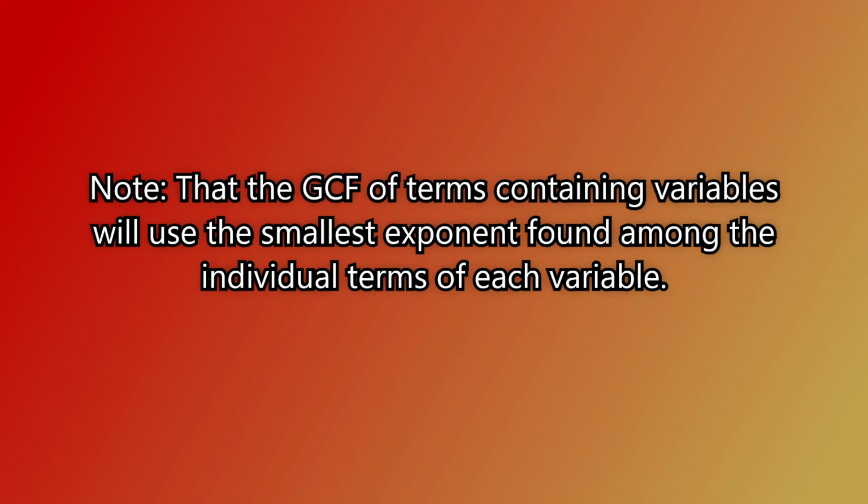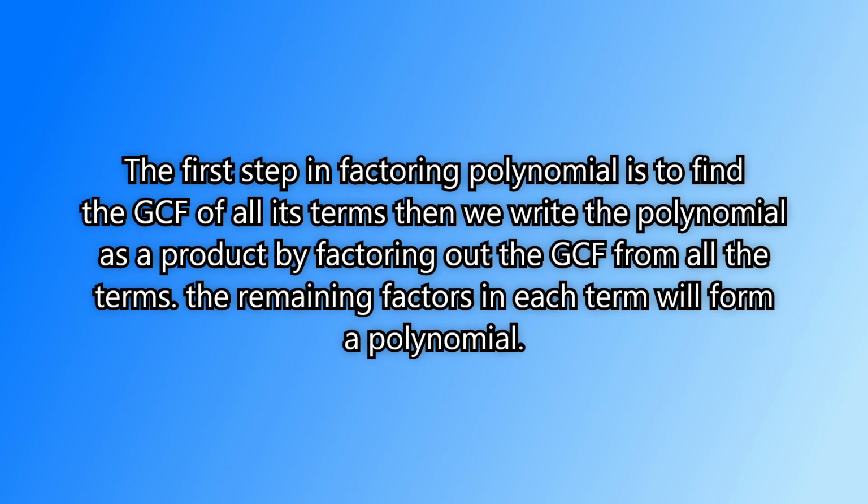Note that the GCF of terms containing variables will use the smallest exponent found among the individual terms of each variable. The first step in factoring a polynomial is to find the GCF of all its terms. Then we write the polynomial as a product by factoring out the GCF from all the terms. The remaining factors in each term will form a polynomial.